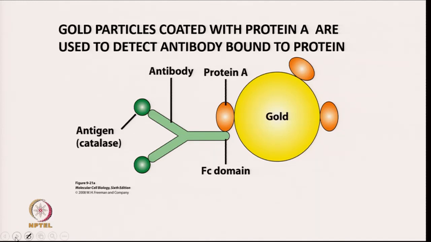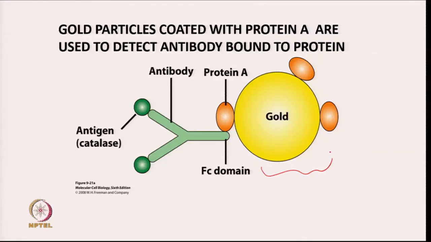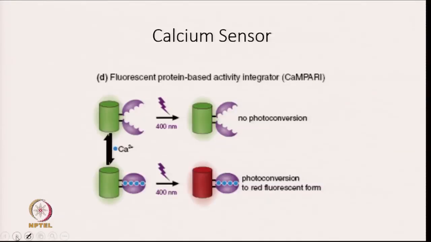Gold particles coated with protein A are used to detect antibody bound to protein. So what you do is you take a gold particle which is coated with protein A, and when you put it into the cell, it will bind antibody, and that's how you can detect the antibody bound to protein. Fluorophores can be used to look at the ion concentration.